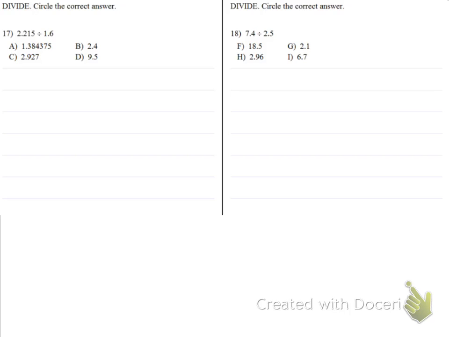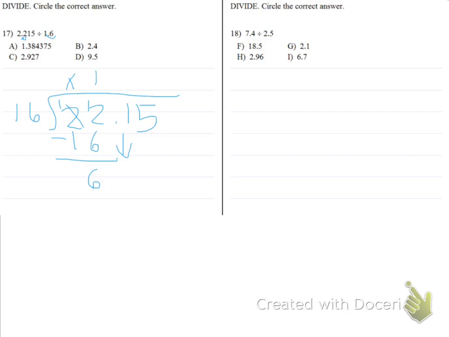So because I'm dividing by 1.6 and 1.6, I'll have to move the decimal point once. We'll do the same thing here. So it's going to be 22.15 divided by 16. And we just go through. Does 16 go into 2? No. 16 goes into 22 once. Subtract to get our remainder. 22 minus 16 is 6. Bring down the 1, but remember this decimal point that we have here has to be copied right above.